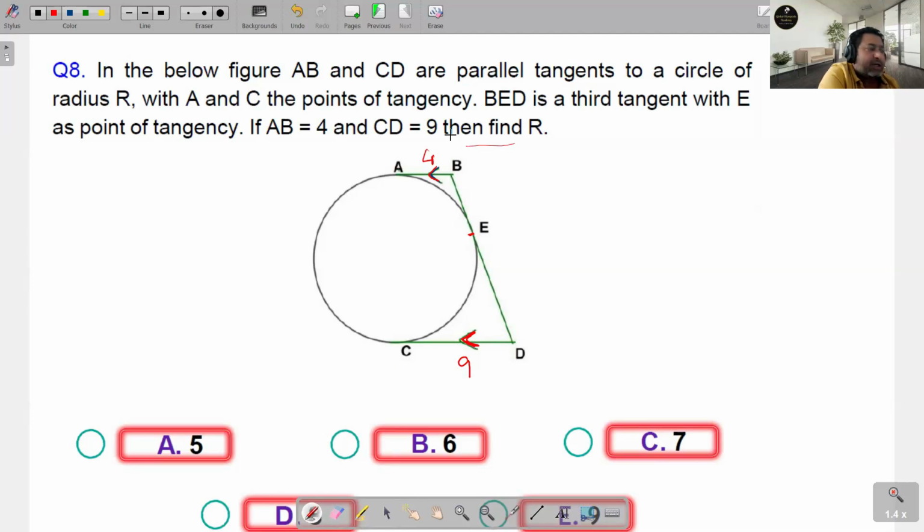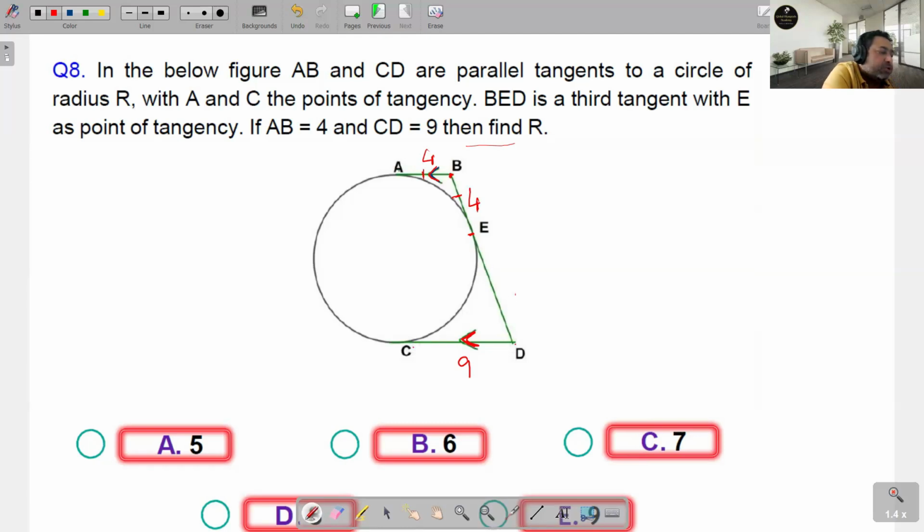All right. So first of all, we'll apply some simple rules. From a point, when two tangents are drawn, they are always equal. So there's a theorem around that. So you should know that BA will be equal to BE. So BE will also be 4. And similarly, DC is 9.